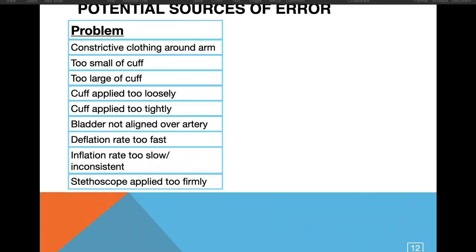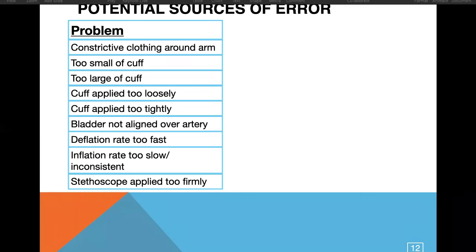Here's some more issues to think about. If we push up the patient's sleeve and it's tight around their upper arm, how will that affect our reading? If the cuff is too small, so maybe we're using a standard size cuff on somebody with a really big bicep, or the cuff is too large. I see this a lot with our geriatric patients where we grab that standard cuff that's always accessible, and it's just too big for their little tiny arms.